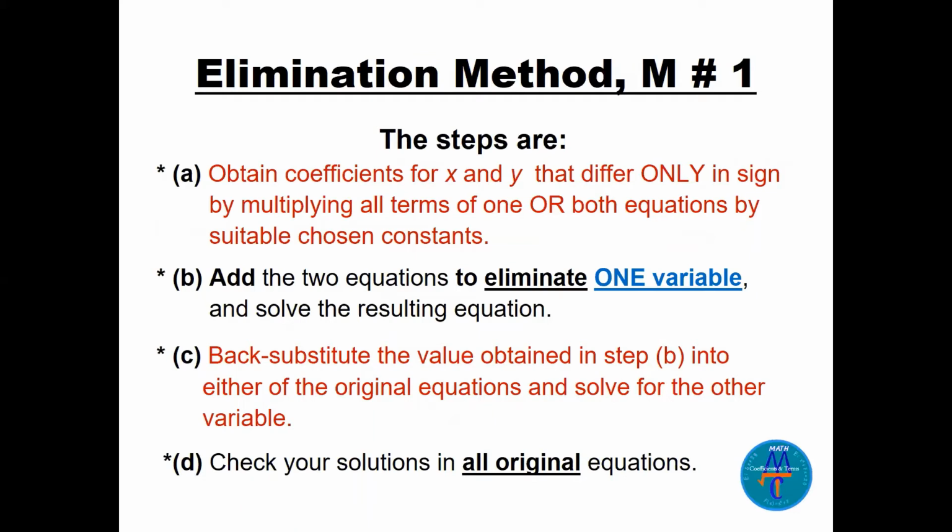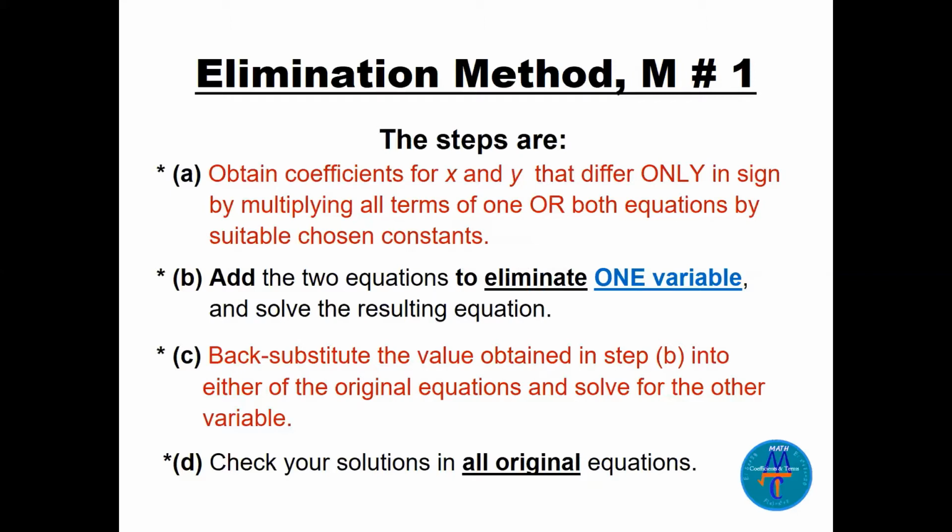Method number 1, elimination method. Here I put 4 steps. I wrote them in case you need to go into details and understand the method. You can read it anytime you like. I will explain it quickly here. Elimination means we will eliminate. You see the verb eliminate, cancel or delete or get rid of one variable. You can see here, eliminate one variable.